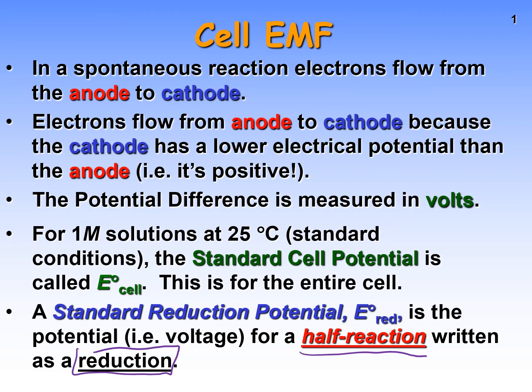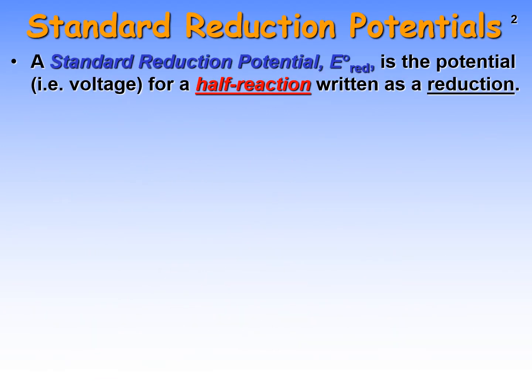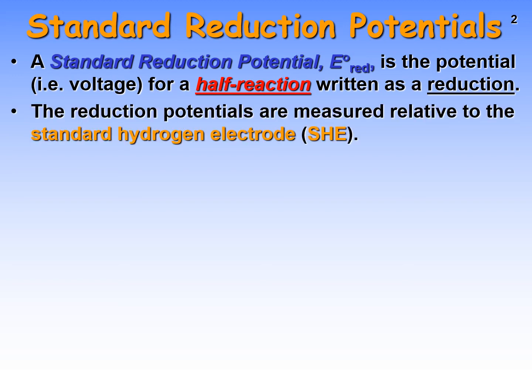All right, so let's talk about that. These are cell potentials, or half cell potentials. It's the potential for a half reaction written as a reduction. Now, how do we measure that? Well, we have to have a kind of standard to measure them against, and that standard is known as the SHE, or the standard hydrogen electrode, often abbreviated as SHE.